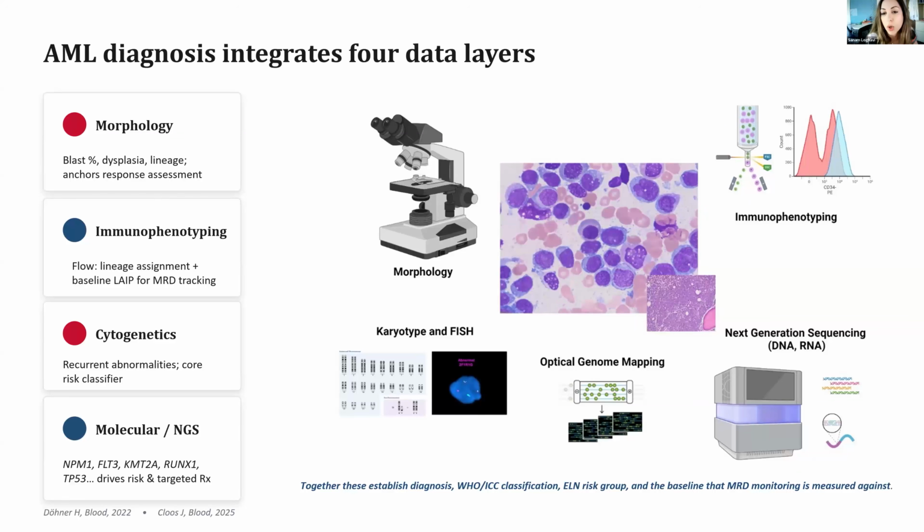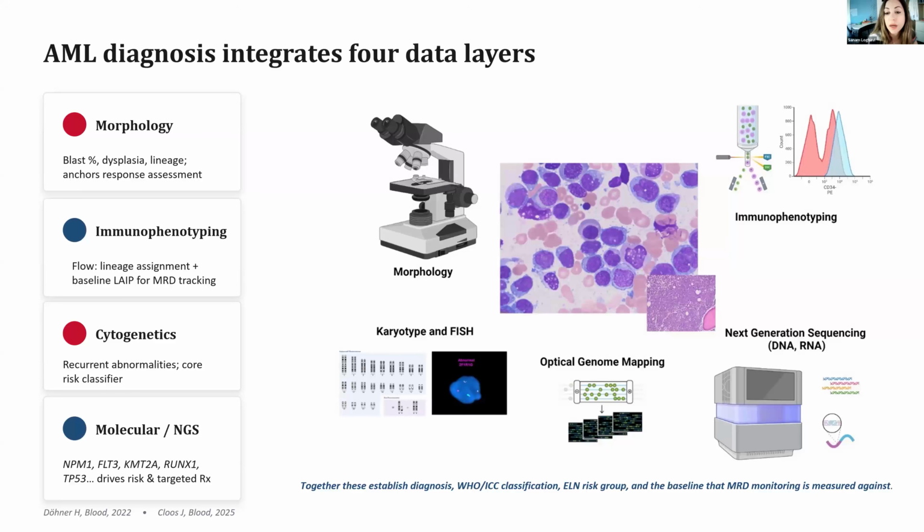Okay, so I think most of the audience here is familiar that making an AML diagnosis doesn't really stop with morphology anymore. It's really a multi-layered process that takes into account, of course, the morphology of the bone marrow and the peripheral blood. A very important part of the diagnosis of AML is immunophenotyping, both for establishing a myeloid immunophenotype at baseline, but also for recording the phenotype of the aberrant myeloid blasts so that we can then follow them during remission and during the course of therapy to identify measurable residual disease.